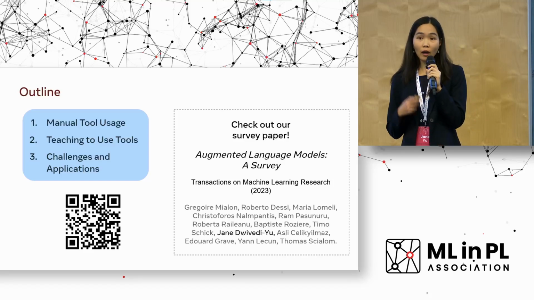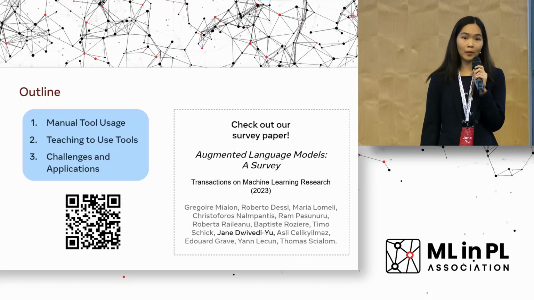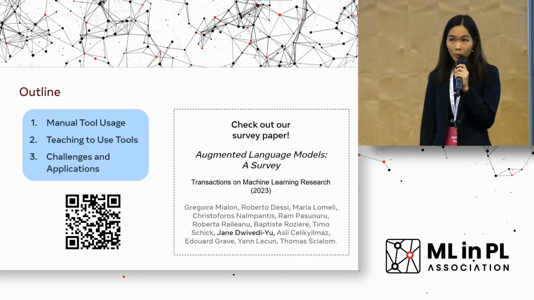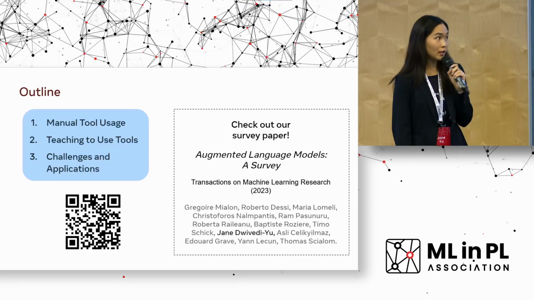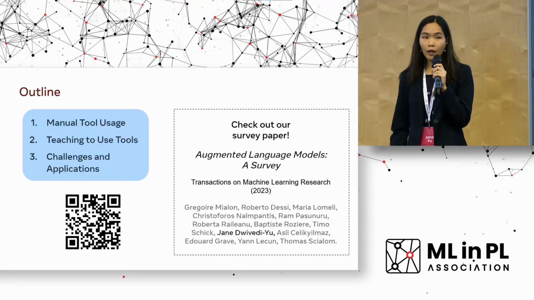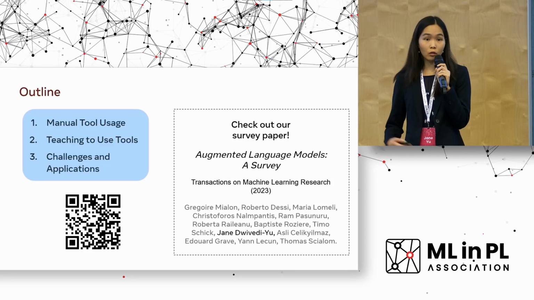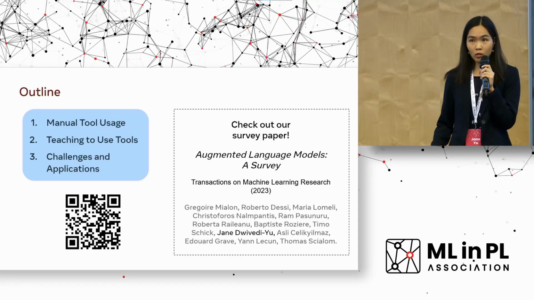A lot of what I'm going to talk about is actually also discussed in this survey paper, Augmented Language Models. It appeared in TMLR earlier this year. And the QR code is linked up here in case you're interested in a more comprehensive overview. It basically talks about how to reason about tool usage, how to use those tools effectively, and maybe even act upon the external world using those tools.